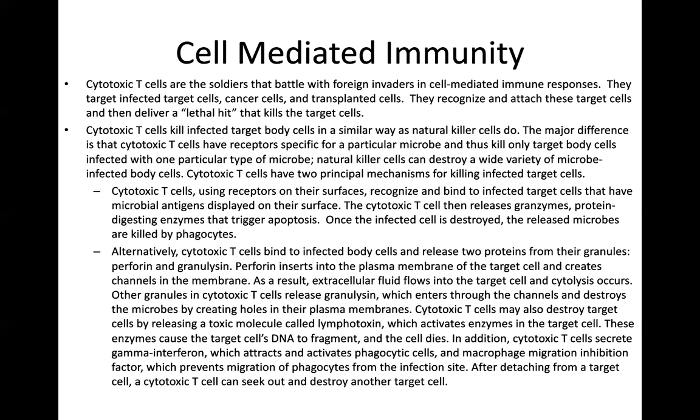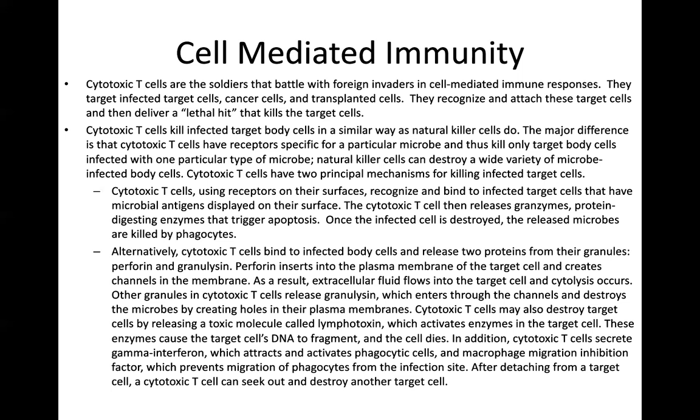Alternatively, cytotoxic T cells also can bind to infected body cells and release two proteins from their granules, perforin and granulysin. We talked about perforin the other day, but not granulysin. Perforin is going to insert itself into the plasma membrane of the target cell and create channels, or perforations, or holes in them. As a result, extracellular fluid flows in and cytolysis occurs. In other words, like a balloon filling up with too much water or air and it pops, explodes. Other granules in those cytotoxic T cells release granulysin, which enters the channels and destroys the microbes by creating holes in their plasma membrane.